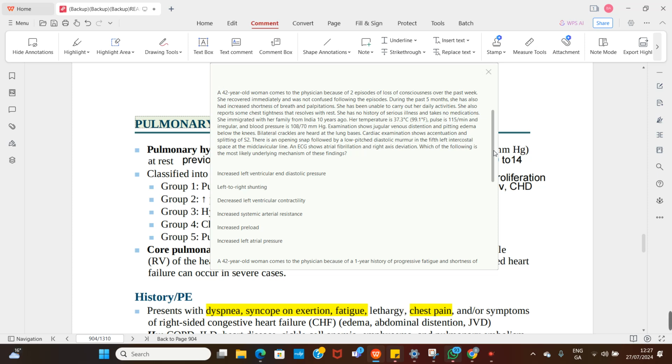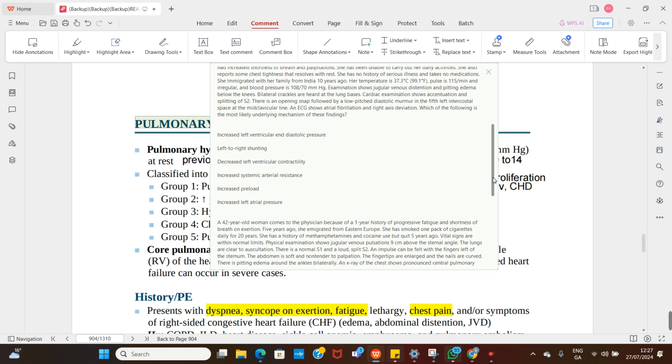Okay, that's very easy. So we cannot call this cor pulmonale, right, Dr. Antonia? Can we call this cor pulmonale? No, because the problem is from the left side. Exactly. Good.